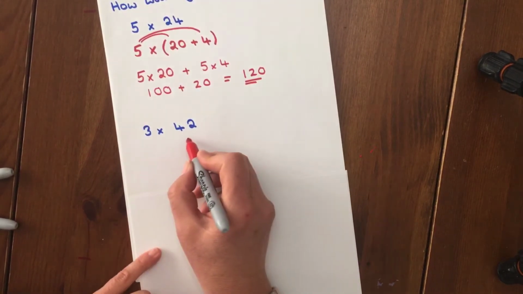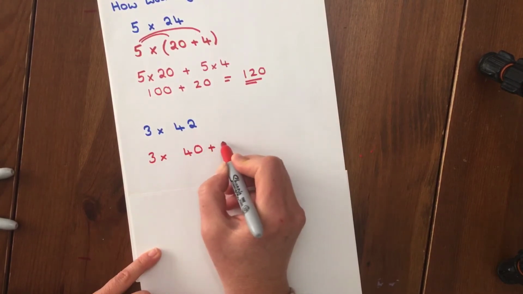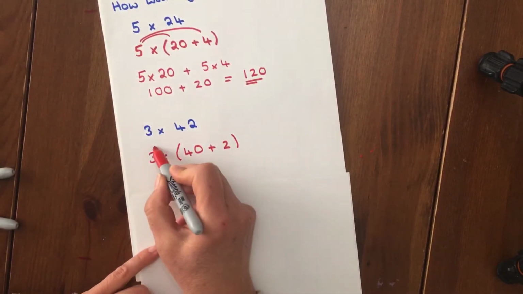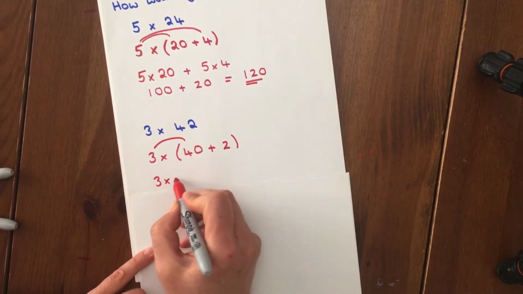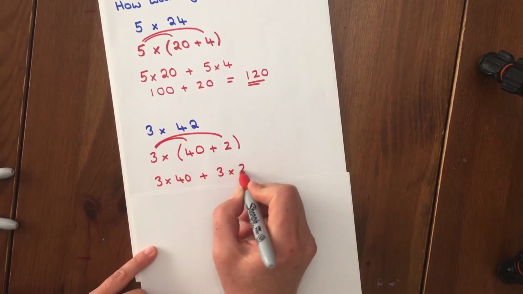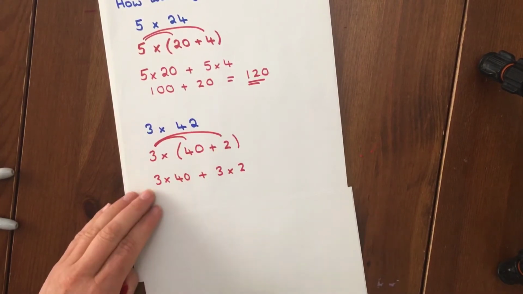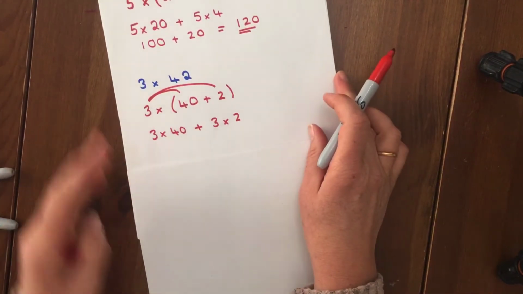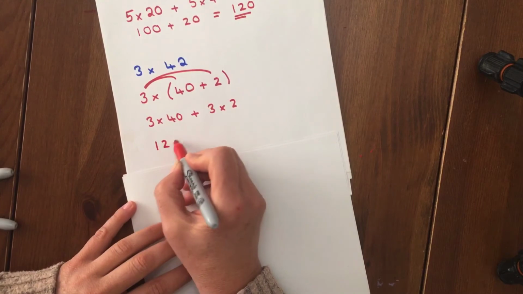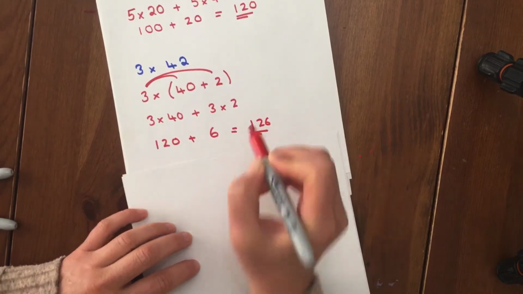Okay, so again I can split the 42 into 4 tens and 2 units and put brackets around the 42. I'm now going to do 3 times 40 plus 3 times 2. So 3 times 4 tens and 3 times 2 units. In junior school, this is called partitioning for multiplication. So 3 times 40 is 120, plus 3 times 2 is 6, so my answer is 126.